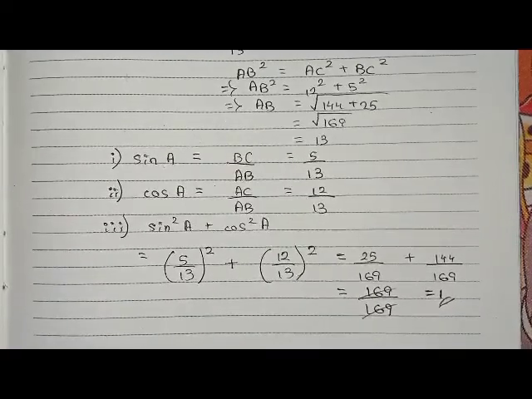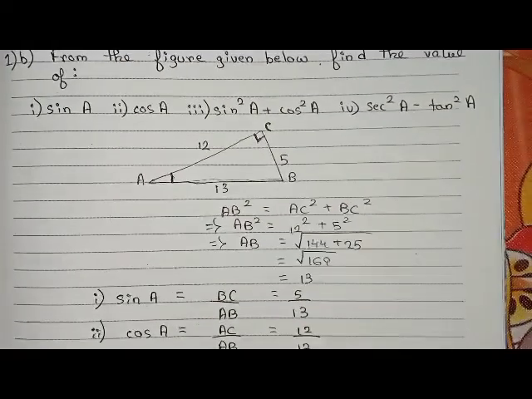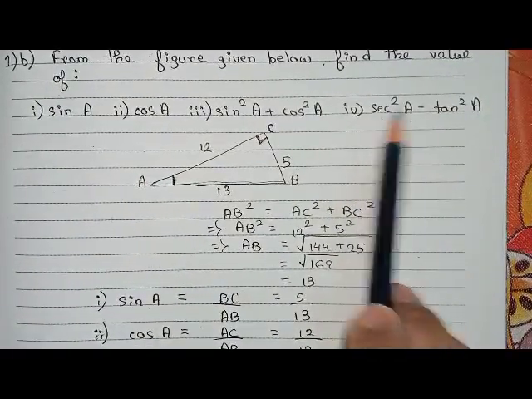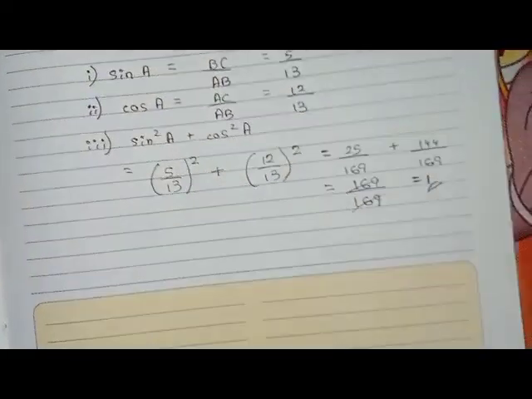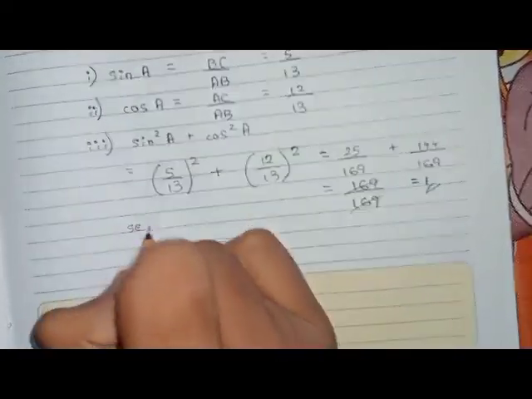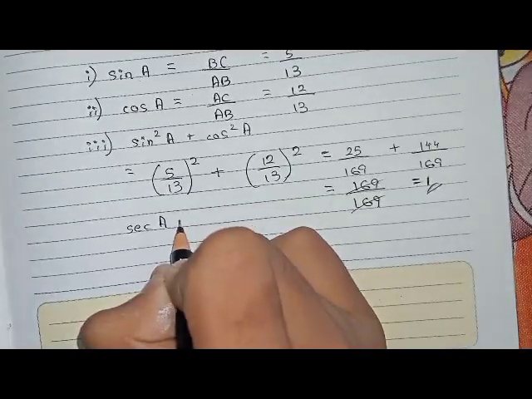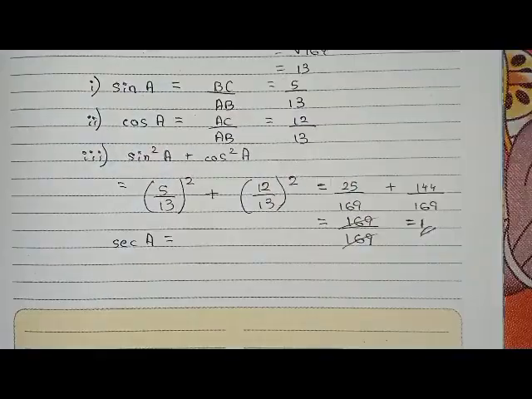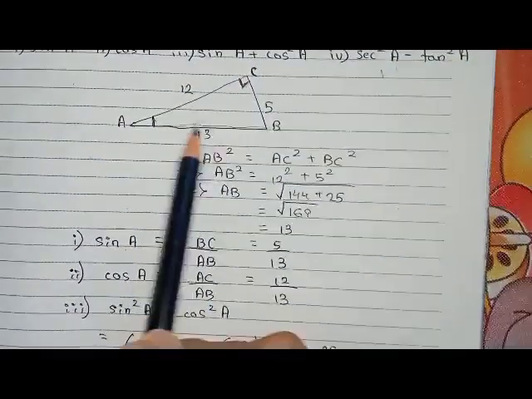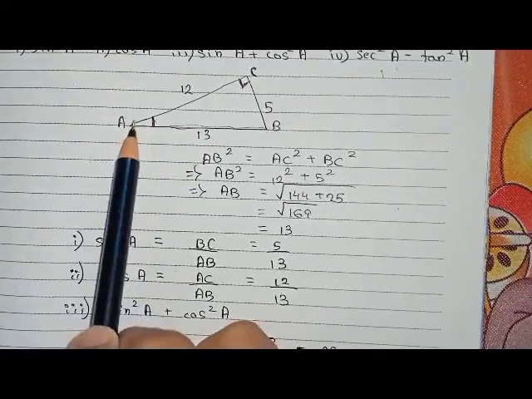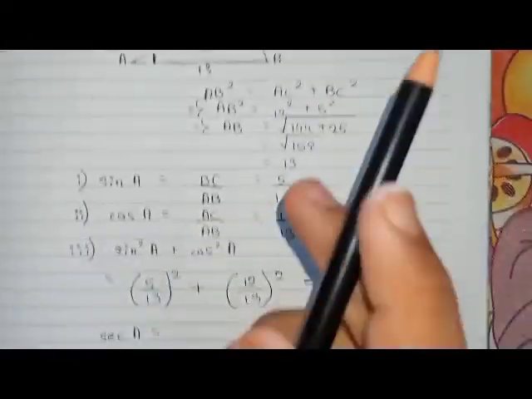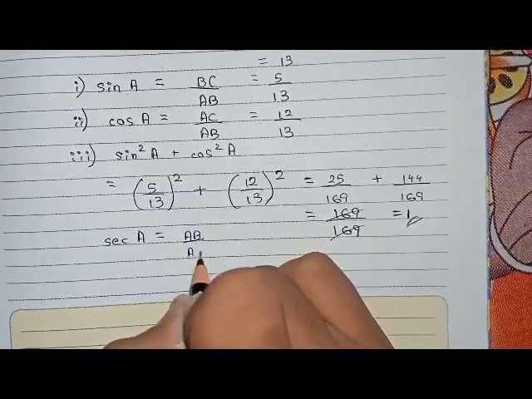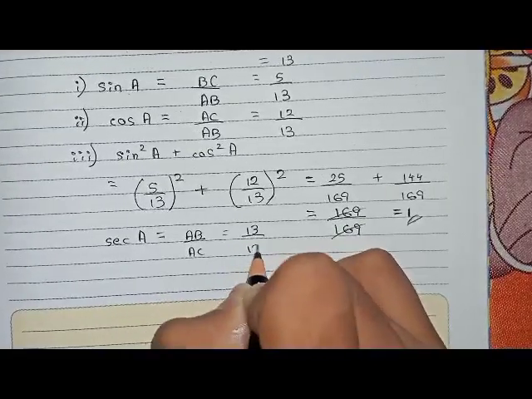Now the fourth question. Before doing the fourth question, we need to find out two values, that is sec A and tan A. Then only we can apply sec squared A minus tan squared A. So first we find sec A. Sec A means hypotenuse by base. In this question, our base is AC and our hypotenuse is AB. So the formula will be AB by AC, that is equal to 13 by 12.